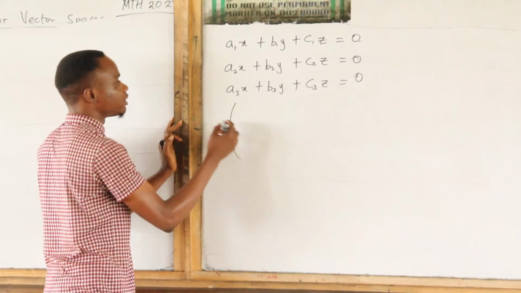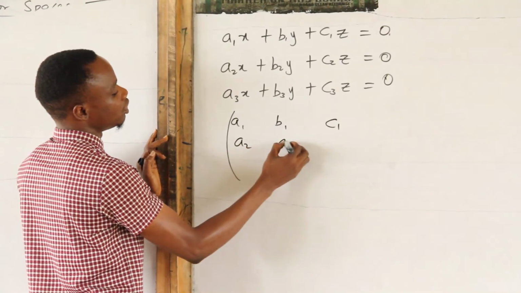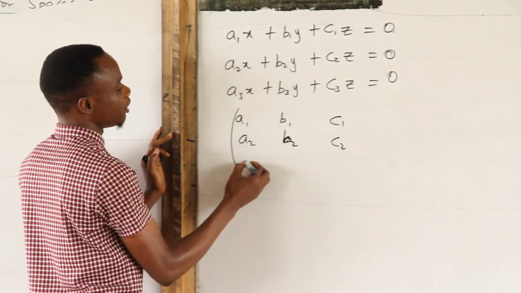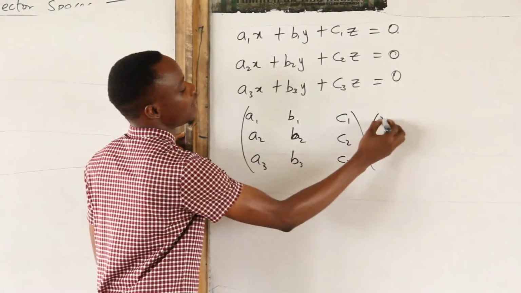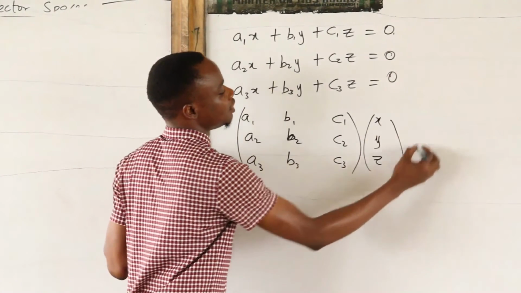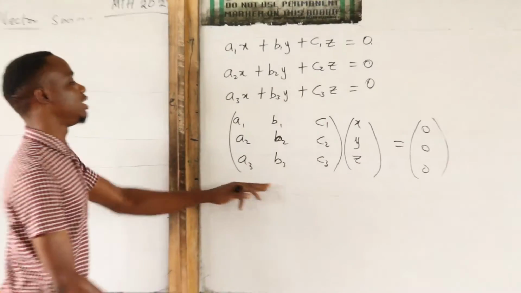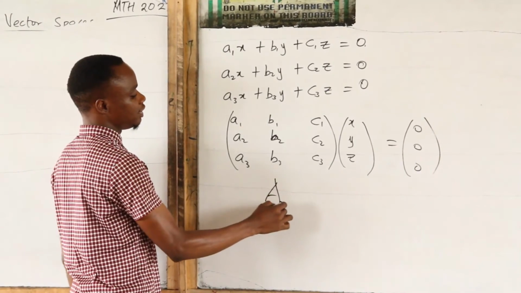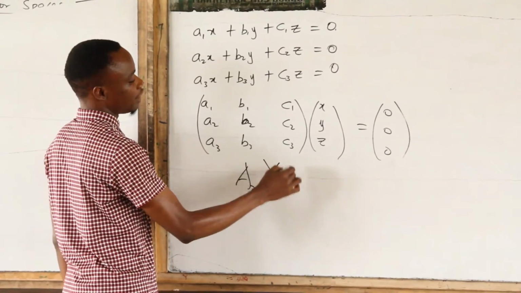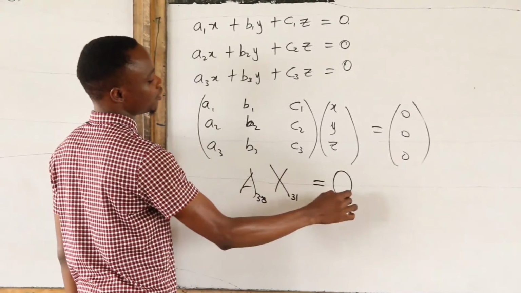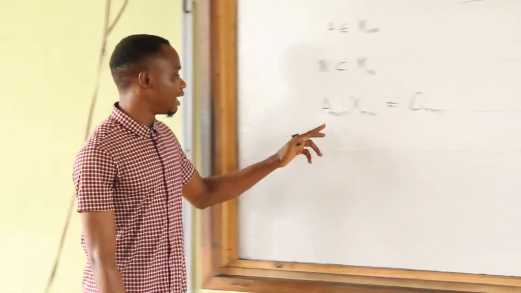So I can put this in matrix form. I'm going to have A1, B1, C1, A2, B2, C2, A3, B3, C3, multiplying X, Y, Z, equal to 0, 0, 0. So basically what I have here is a 3 by 3 matrix, multiplying X, which is actually 3 by 1, and it is giving me 0, which is also 3 by 1. Is it clear? So this is a general case of that right here.